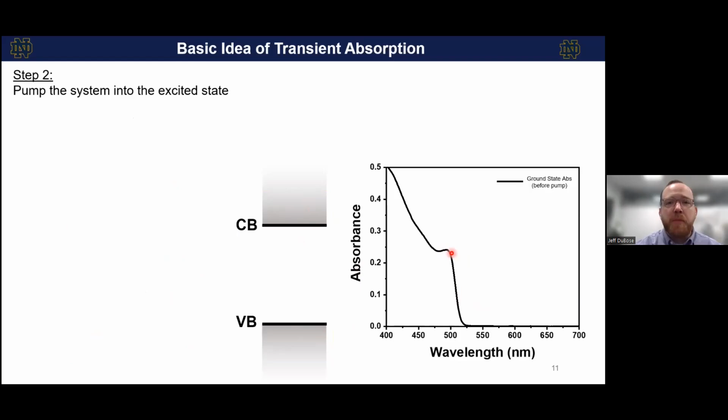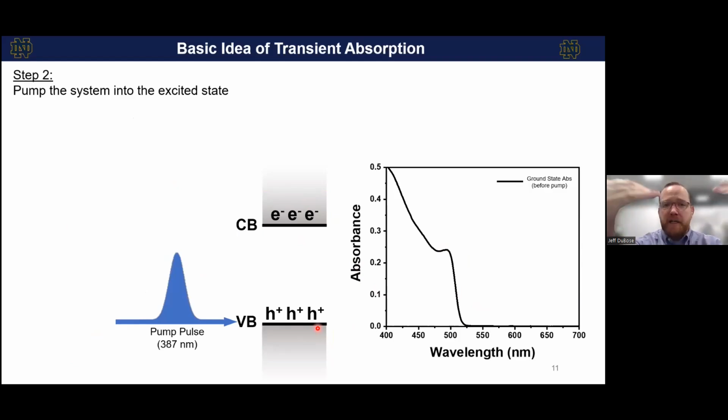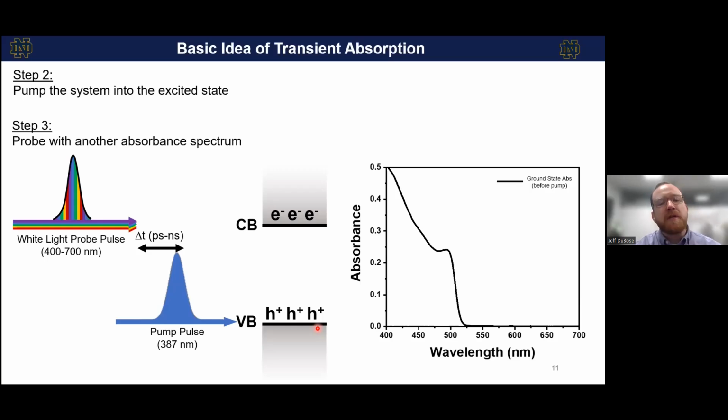Step two is we want to pump the system into the excited state. So for our laser system, a 387 nanometer, 150 femtosecond pulse width laser comes in. We excite a bunch of electrons into the conduction band, and of course, those electrons want to relax back down pretty quickly. So we have to probe the system very, very quickly with another absorbance spectrum. So in the picosecond to nanosecond time scale is when we pump and then immediately probe the system while it's still in the excited state.